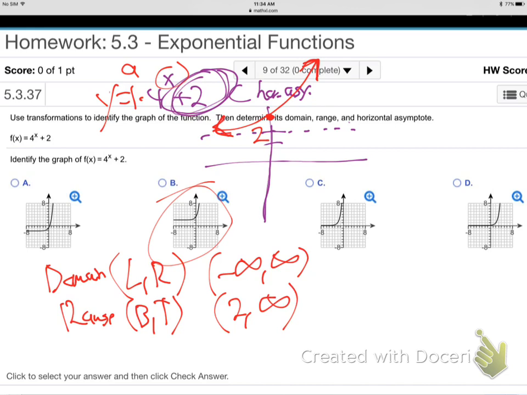The range is the vertical. And finally, what's the horizontal asymptote? That's y equals 2, because this dotted line here hits the y-axis at 2. Y equals 2.